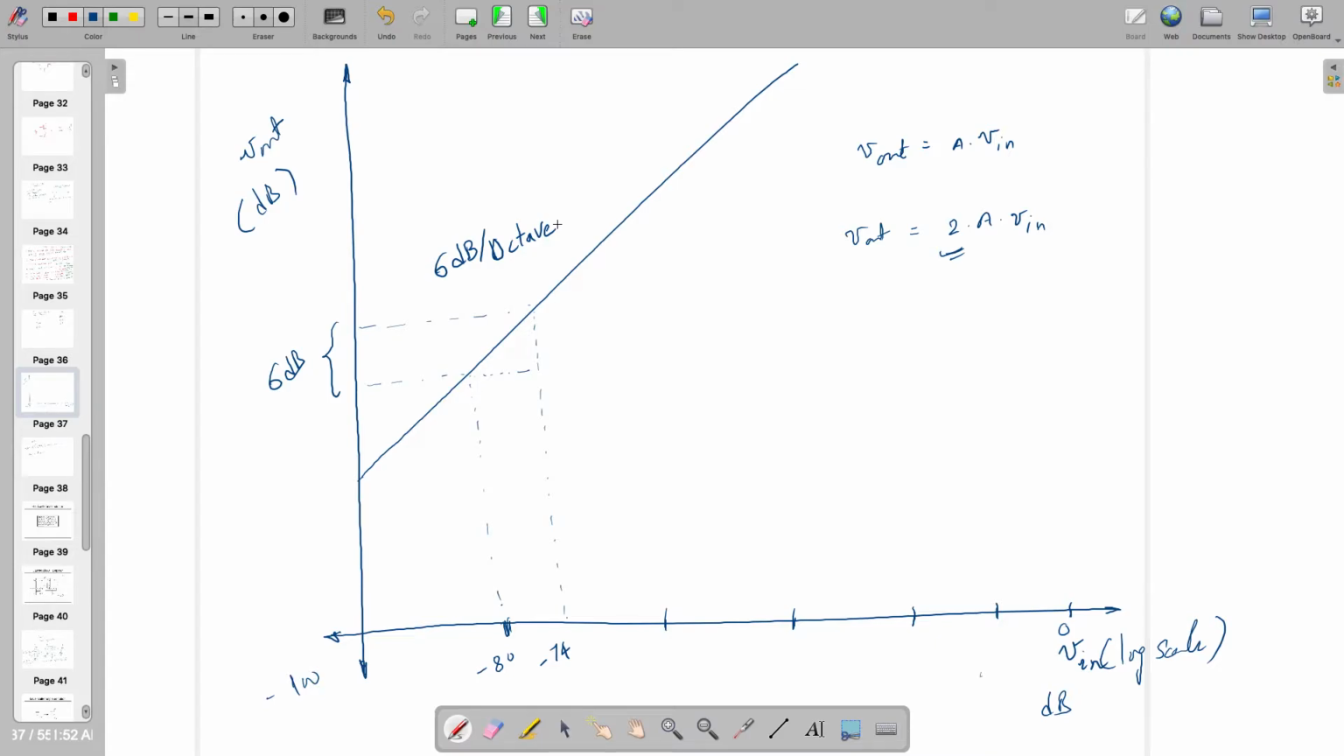But if I want the same thing for a decade, it's equivalent to 20 dB per decade, right? Or did I make some mistake? No, right? Let's talk only in octaves. So it will be 6 dB per octave.